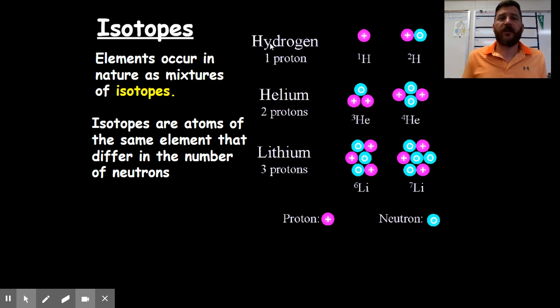For example, you can have hydrogen 1 or you can have hydrogen 2. You can have helium 3, helium 4. You can have lithium 6, lithium 7. We're just adding neutrons. We're going to keep the same number of protons.